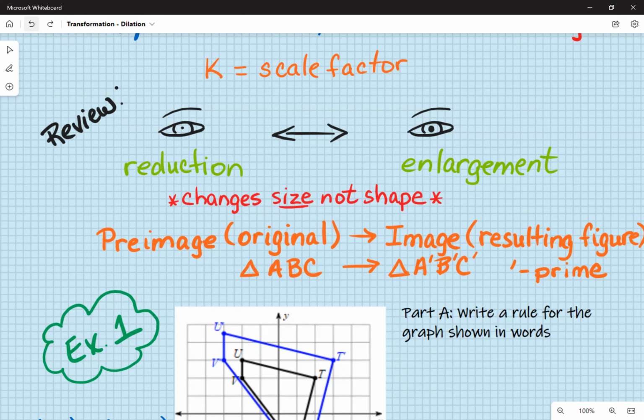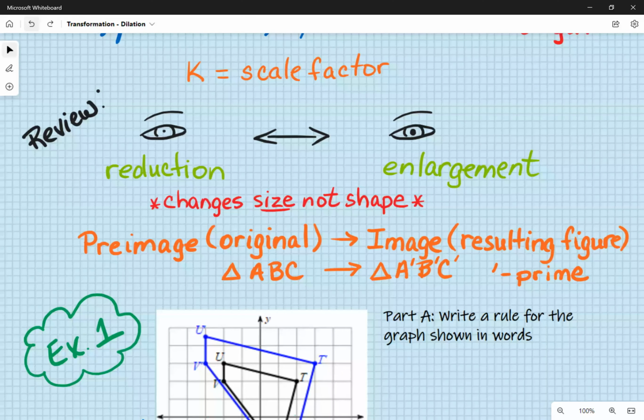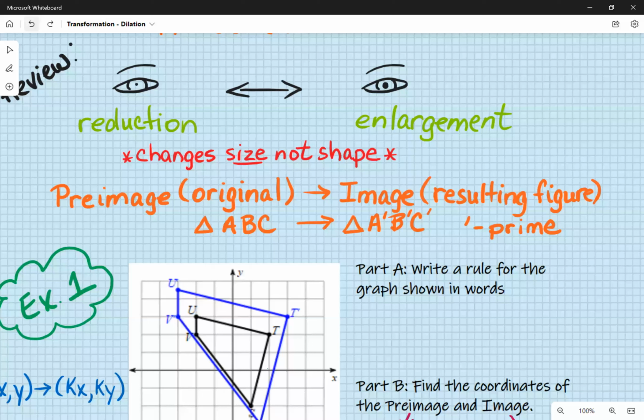So another thing that I want to review is your pre-image. Pre-image is your original figure, and it is shown without the prime symbol. So in this example, triangle ABC will be my pre-image. And once it's transformed, it now has that prime symbol. So it's now triangle A prime, B prime, C prime.